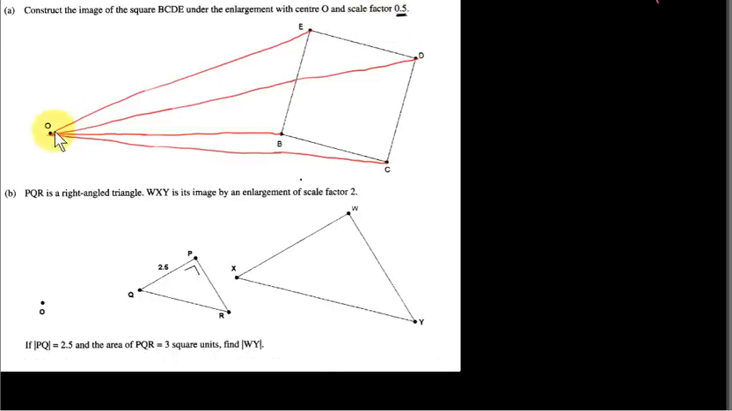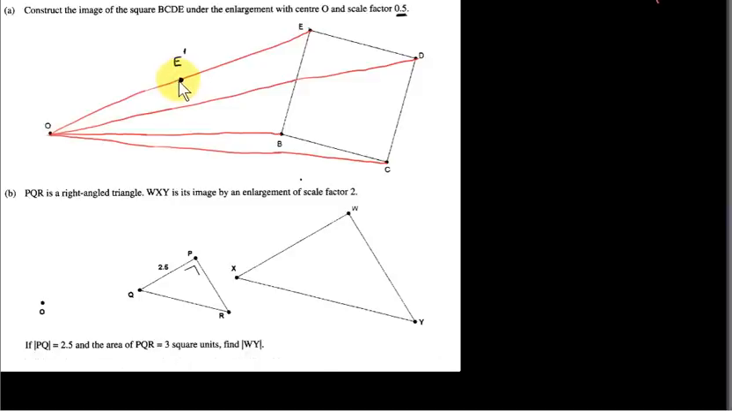So what we do then is we take one of these lines, say OE, and multiply its length by the scale factor. So we multiply OE by a half. In other words, we get a half of OE. And half of OE would be OE prime. E prime is the midpoint of O and E. So the image of E under this enlargement is E prime.